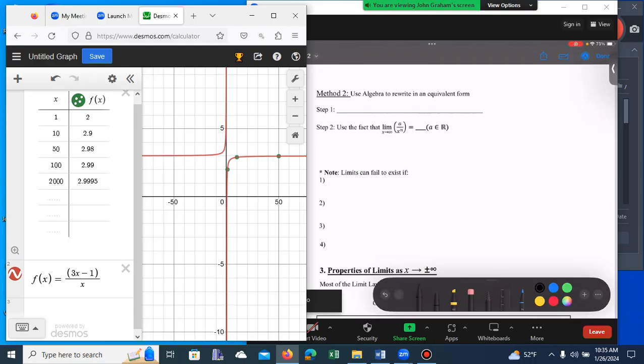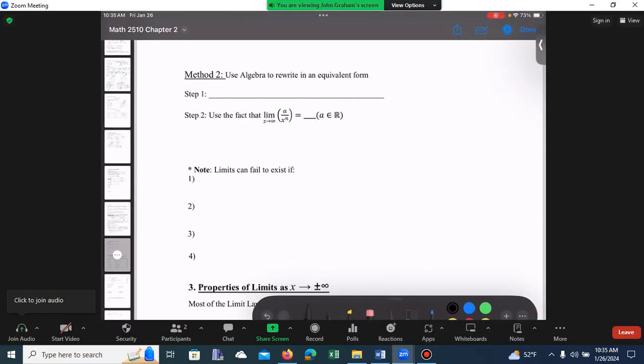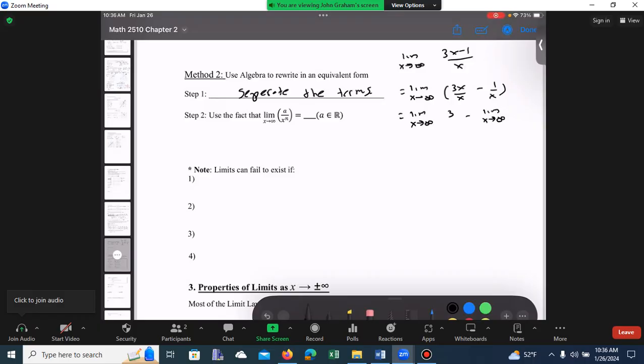So we can find these limits now algebraically. Alright, so to use algebra to do this, we're going to first separate the terms. So the limit as x goes to infinity of 3x minus 1 over x. We'll separate the terms out. The limit as x goes to infinity of 3x over x minus 1 over x. And then we'll simplify, and we'll break this limit into 2. So we'll have 3 minus the limit as x goes to infinity of 1 over x.